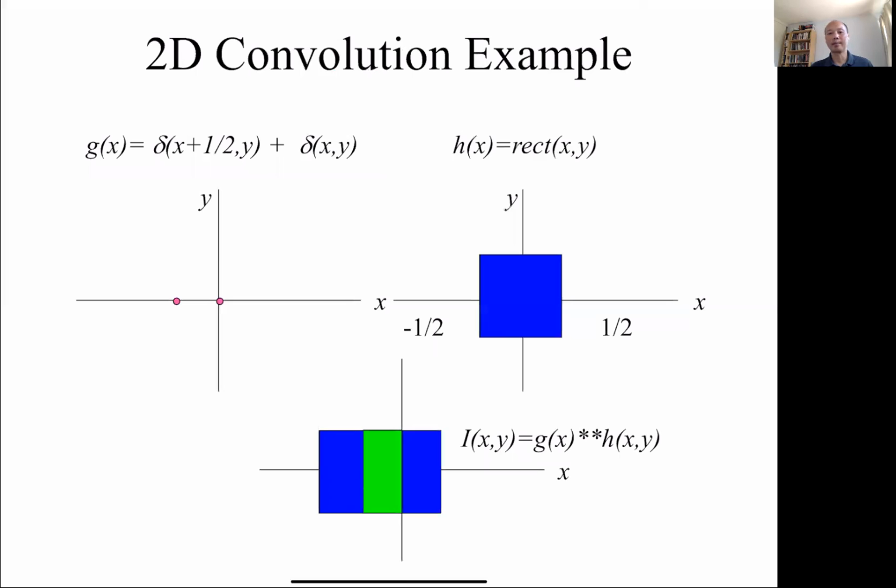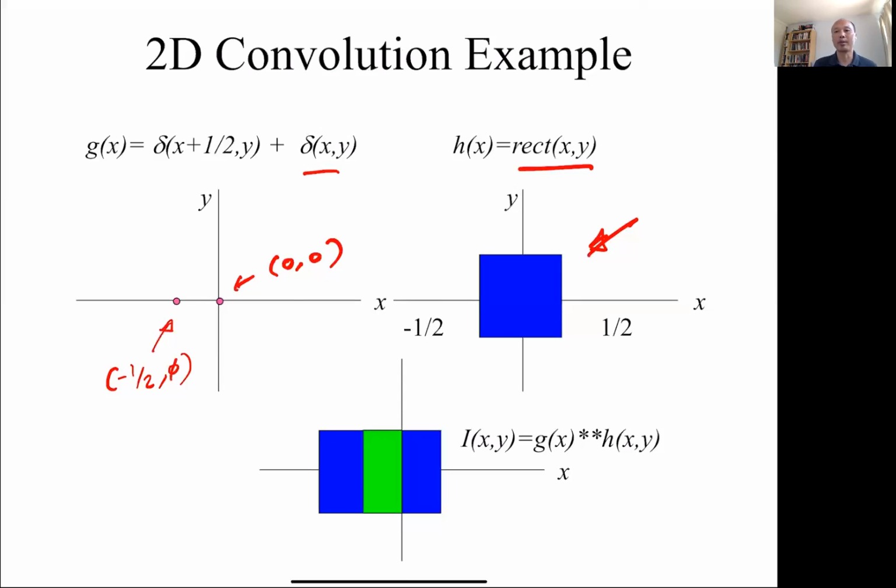In this case, we'll stick to a very simple example. So I have one function, which is delta of x plus 1/2, y. So that's this guy here, right? It's located at minus 1/2, comma 0. And the other one is a delta function, which is located at 0, comma 0. Okay. And I'm convolving it with a 2-dimensional rect function, which is just this square here that goes from minus 1/2 to 1/2 on the x-axis and minus 1/2 to 1/2 on the y-axis. It's 1 within that region.